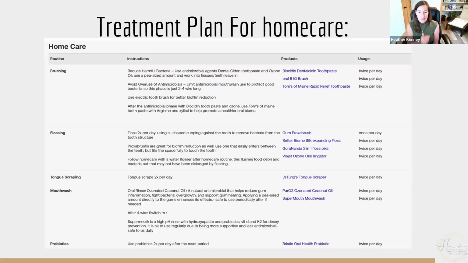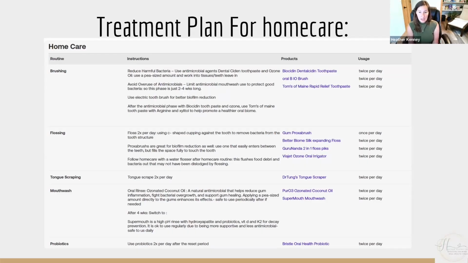So this is kind of what I would probably put him on as far as home care. I love Biocidin, and the combination of Biocidin, which is also a biofilm disruptor, with ozone is really fantastic. And then I love Supermouth. Supermouth is a product that has inulin, vitamin D, and K2, and it is pH'd at 8.5, so it can be super helpful with supporting saliva health and remineralization components for our patients.